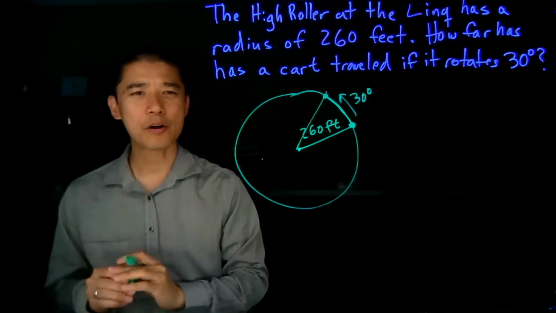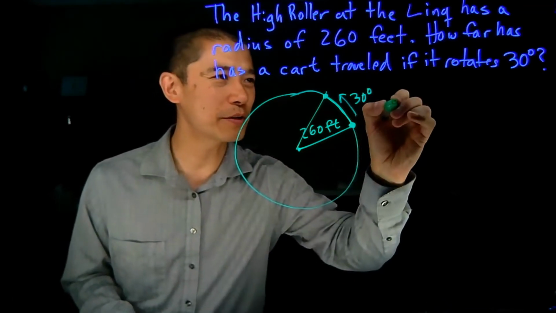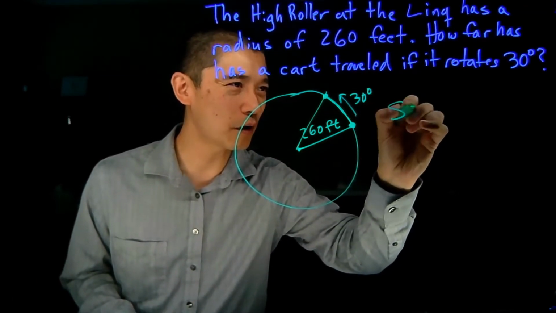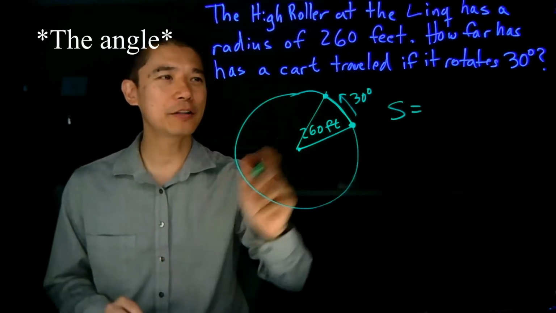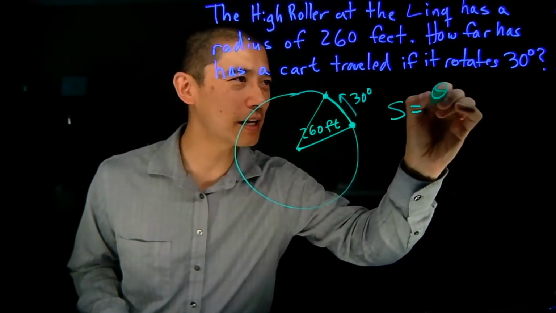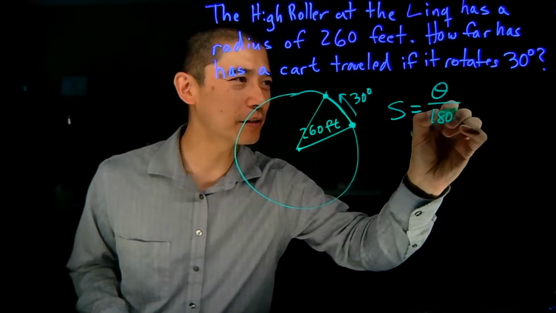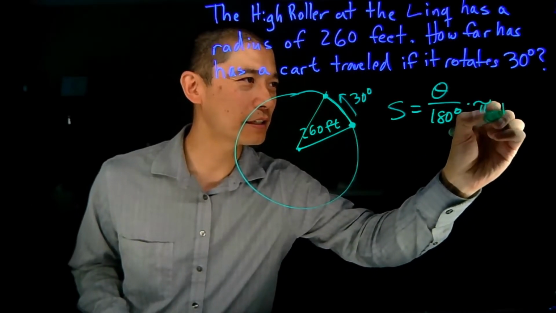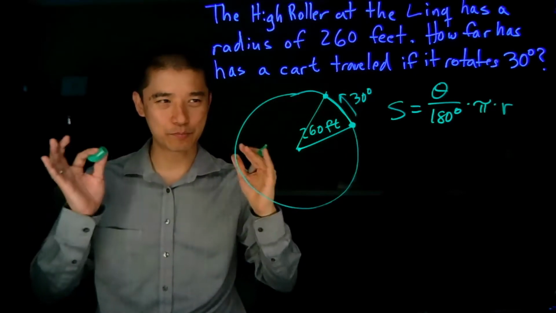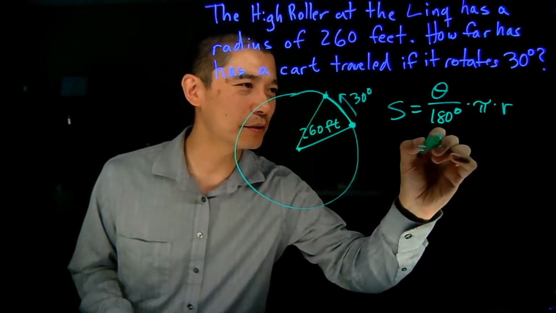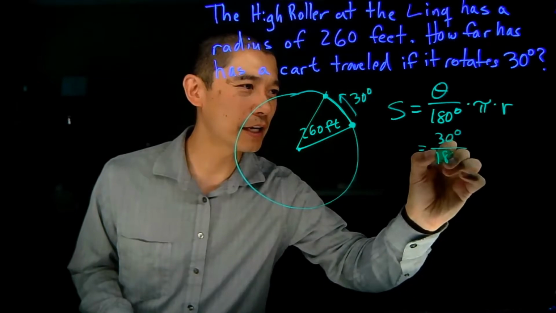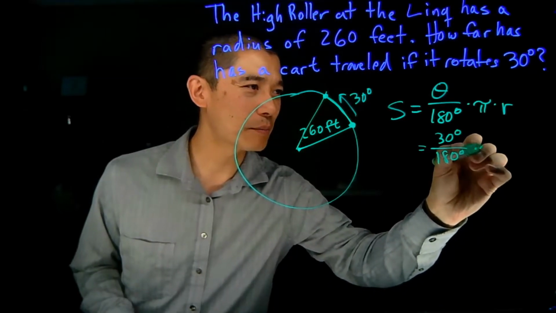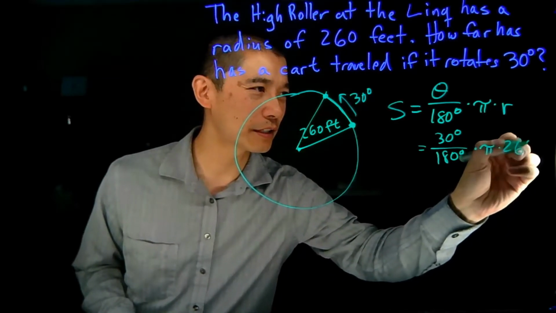We're going to look at this problem in a couple different ways. We're going to start off by using just the formula. So the formula for arc length: when we have the angle in degrees, this is going to be theta over 180 degrees times pi times the radius. And so you can see we just plop the numbers in. So this is going to be 30 degrees over 180 degrees times pi times 260.